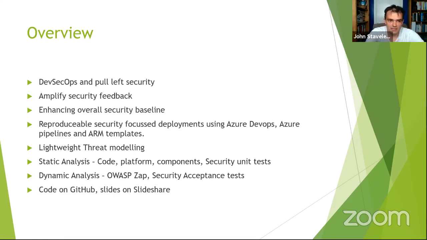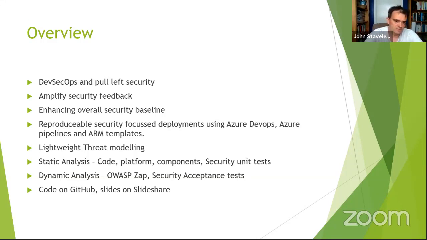In DevOps, you're amplifying all of the feedback back into dev, so they're doing the processes better and better. But this is about amplifying the security feedback you get from downstream systems. We're going to talk about how to enhance your overall security baseline by using standard templates that have been pen tested and security tested. And how we're going to do this, we're going to automate the deployments in Azure DevOps using Azure pipelines and ARM templates. So ARM templates are a method of setting up your infrastructure in Azure, just using a document.